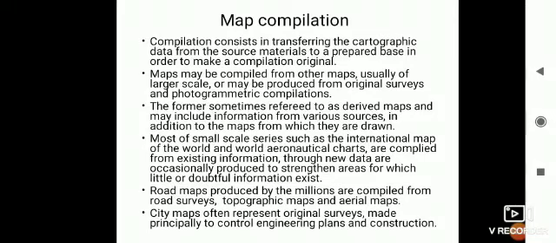Most of the small-scale series such as the International Map of the World and World Aeronautical Chart are compiled from existing information, though new data are occasionally produced to strengthen areas for which little or doubtful information exists. Road maps produced by the millions are compiled from road surveys, topographic maps, and aerial maps. City maps often represent original surveys made principally to control engineering plans and construction.